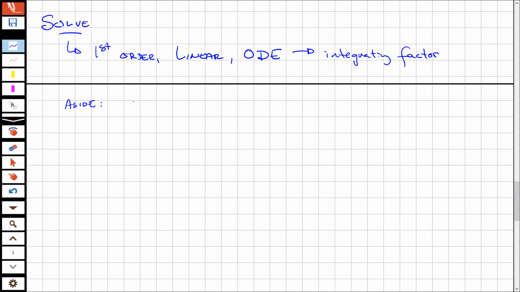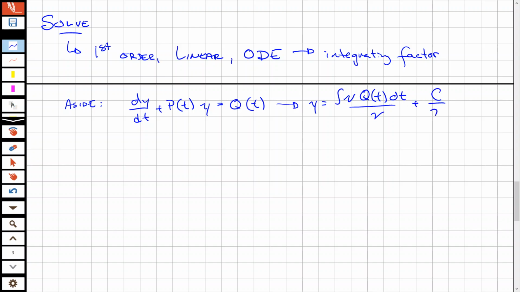says, okay, if I have something that looks like this, dy/dt plus some function of t times y equals another function of t, if it looks like this form, then I know my solution takes the form of y equals the integral of v q of t dt over v, plus some constant c over v, where v is equal to e to the power of the integral of p of t dt. Okay.